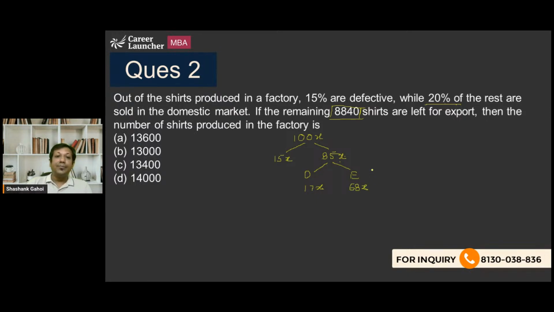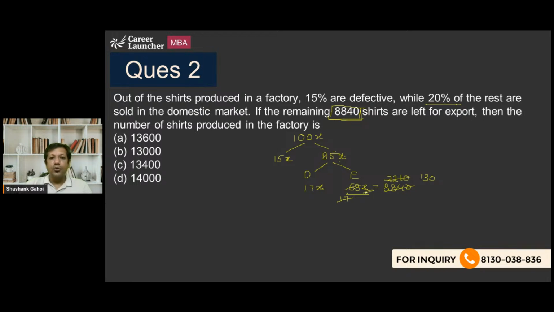For export, that is 85x minus 17x, that is 68x. Now it says that the remaining 8840 shirts are left for export, which means 68x is equal to 8840. Now can I cancel it by 4? Yes. So this is 17 and this is 2210. Now can I cancel it by 17? It comes out to be 130.